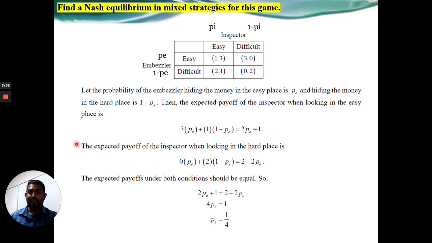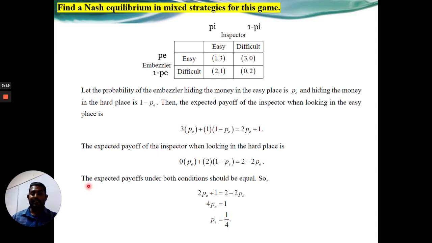So next, the expected payoff when looking at the hard place. When the inspector looks at the hard place, it means between 0 and 2, with the same probability: PE times 0 plus 2 times 1 minus PE equals 2 minus 2 PE.